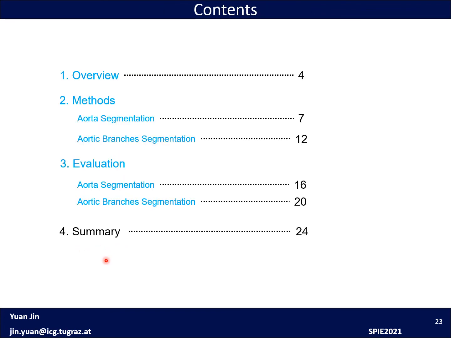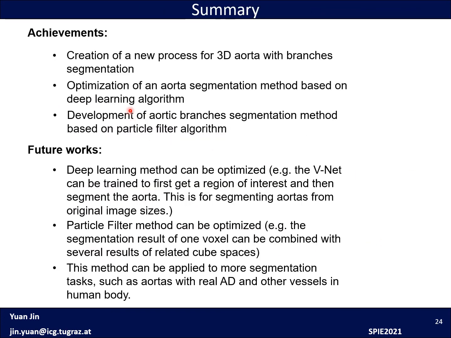Okay, and at last, a summary. In this research, we create a new process for 3D aorta with branches segmentation based on deep learning algorithm and particle filter algorithm. For future works, both the deep learning and particle filter methods can be optimized, while this method can also be applied to more segmentation tasks, such as aortas with real aortic dissection and other vessels in human bodies.